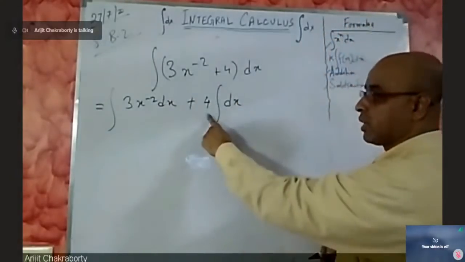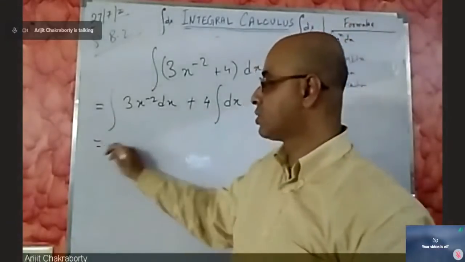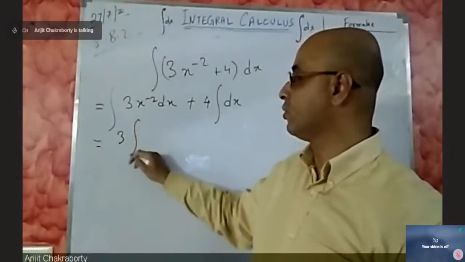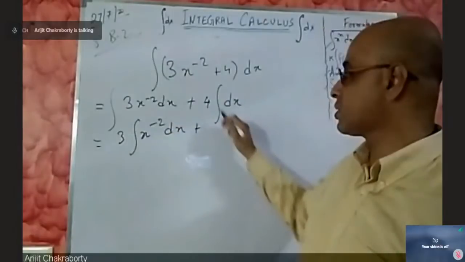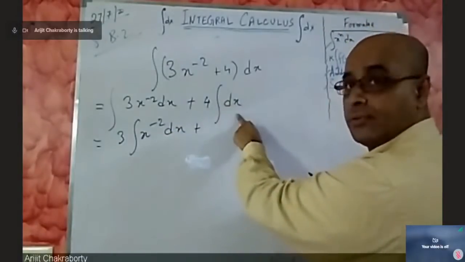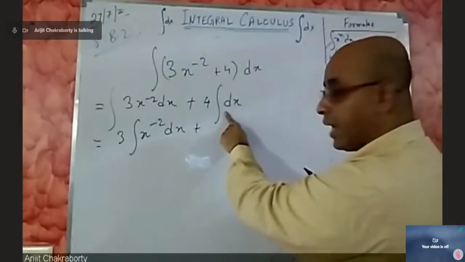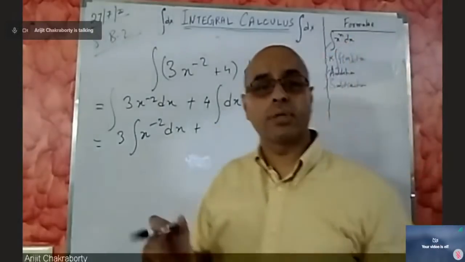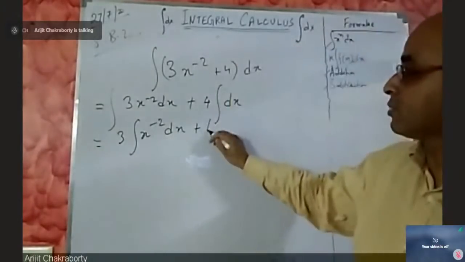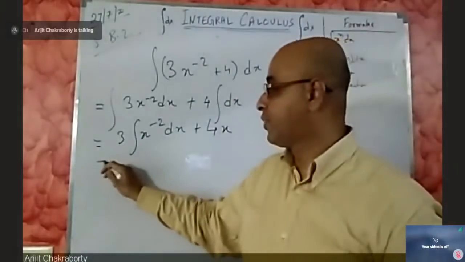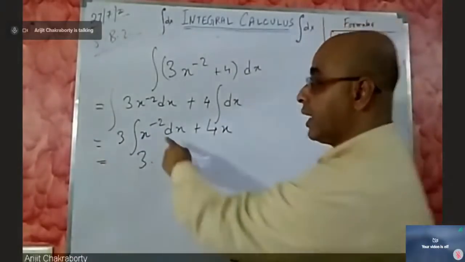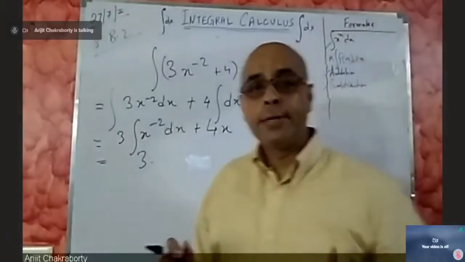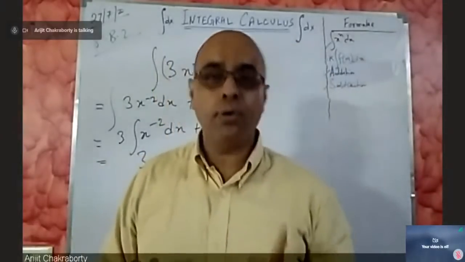4 comes out. Here again 3 will come out. So we have 3 into x to the power minus 2 dx plus 4 dx. We have seen that the integration of dx is what? X. So this becomes 4x. And this one becomes 3 into x to the power minus 2. So we use the power function rule.